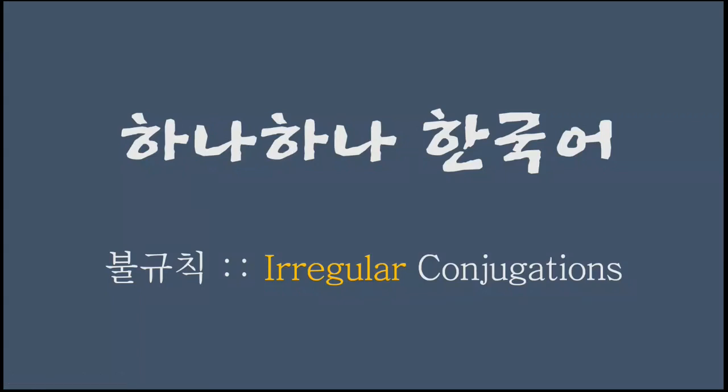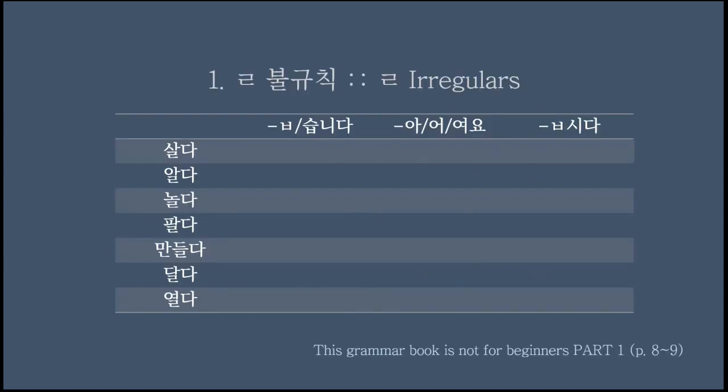안녕하세요. 하나하나 한국어입니다. In this video, we're going to practice 6 different categories of irregular verbs or adjectives, conjugations. 6 different categories. Be prepared. Okay, first category, real irregulars. Real irregulars. Okay, let's start with this 아요, 어요, 해요.